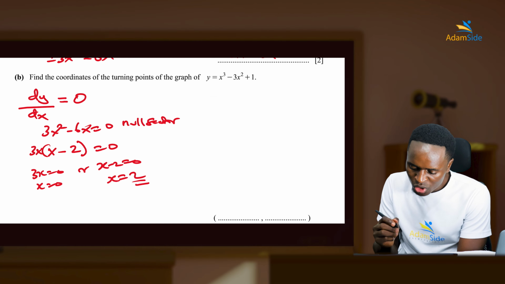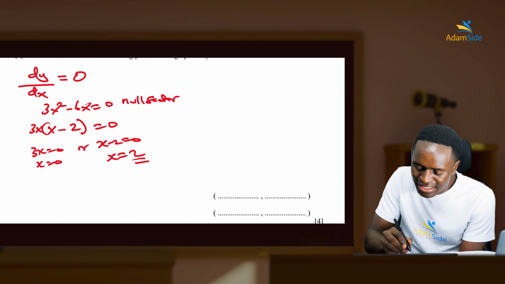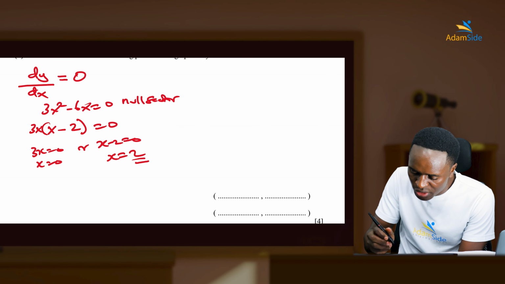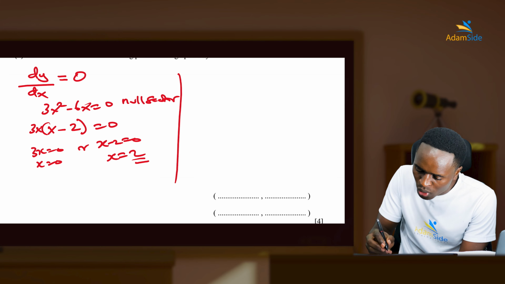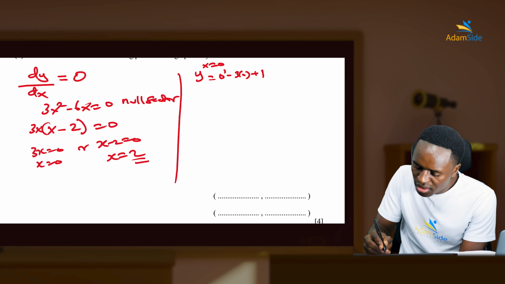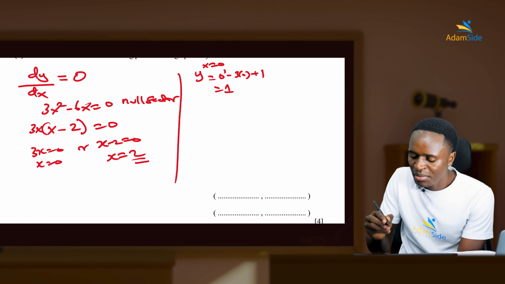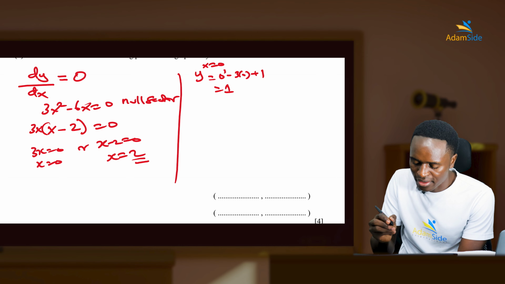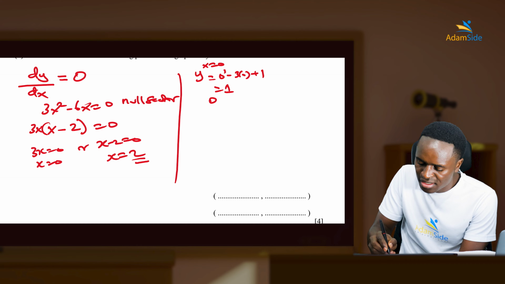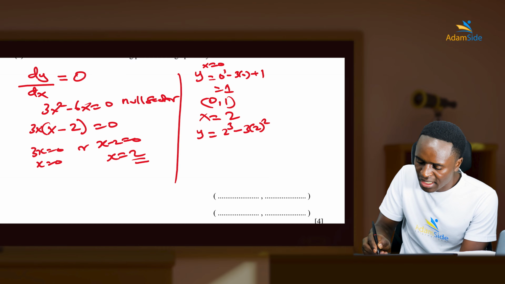Therefore, to get now the coordinate at the turning point, we know we'll have two values. So we input these. When x is equal to 0, what will be the value of y? We say 0 cubed minus 3 times 0 plus 1. So you get 1, because 0 minus 0 plus 1 is 1. So we say x is 0, y is 1. And when x is 2, what will be the value of y? We say 2 cubed minus 3 times 2 squared plus 1.